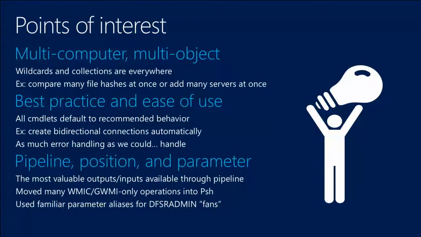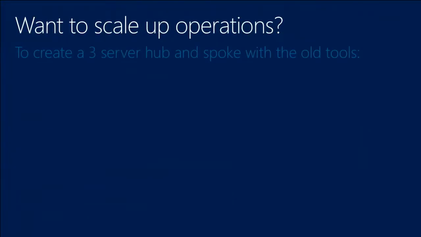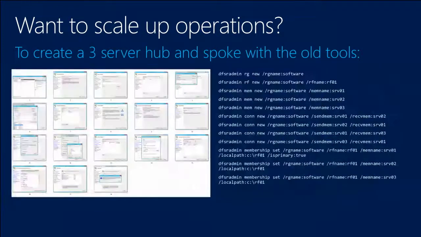So if you've got ghost fingers that are still typing old commands, it'll still work. Okay, so let's say I want to create a 3-server hub and spokes: 1 server, 2 spokes, with the old tools, so the snap-in or DFSR admin. That's 18 GUI windows. It's not so bad. I mean, you're clicking pretty fast, right? There's not a whole lot of work to do there. Or to type these 12 DFSR admin commands, that's not looking like it's ever going to work for me.